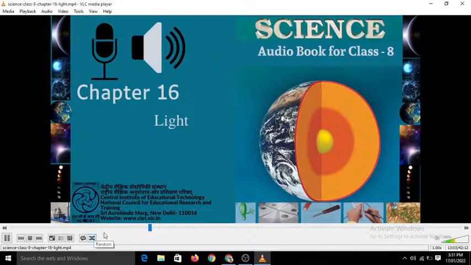16.5. Multiple images. You are aware that a plane mirror forms only a single image of an object. What happens if two plane mirrors are used in combination? Let us see. Page 204.